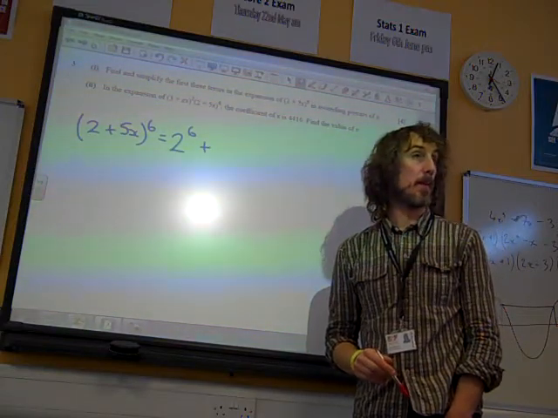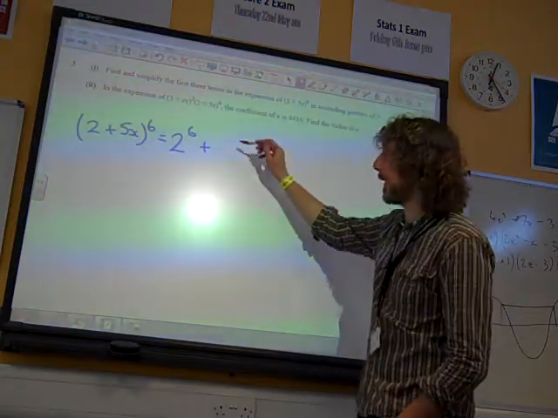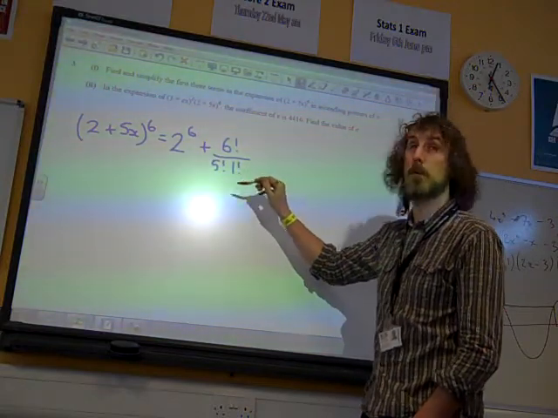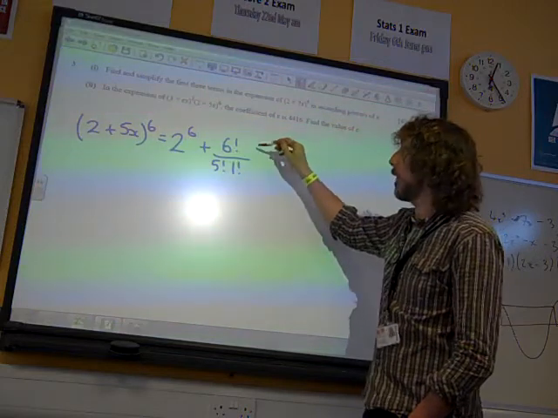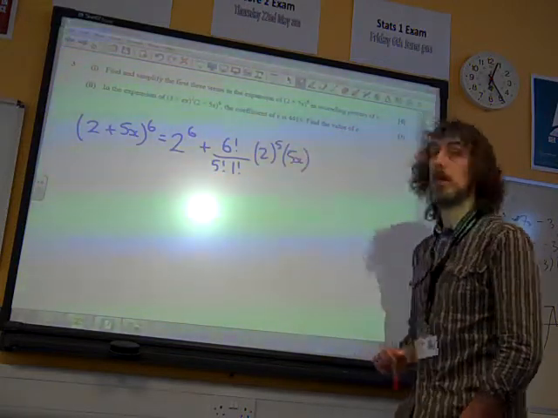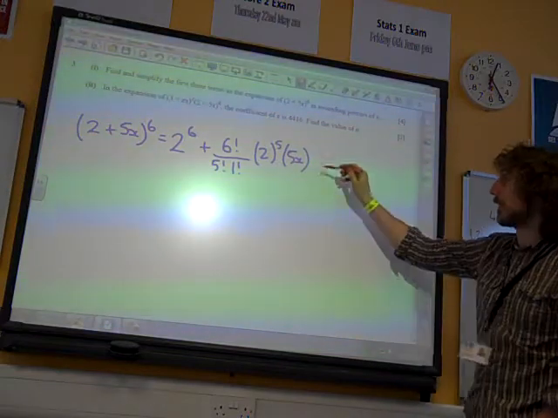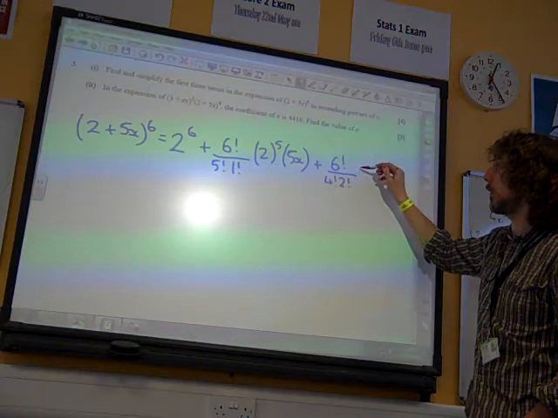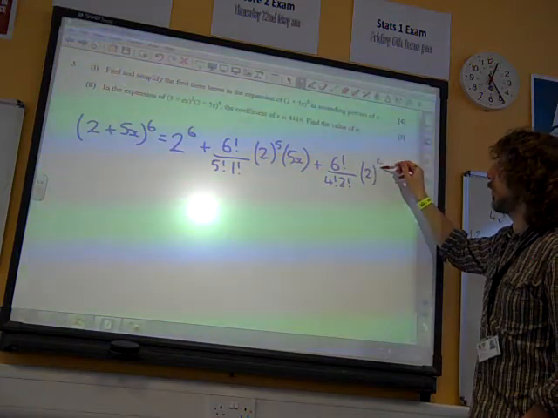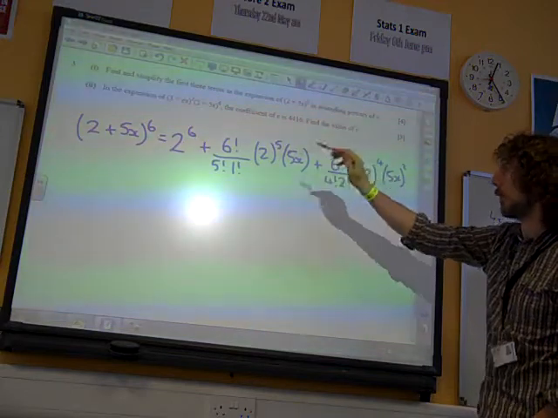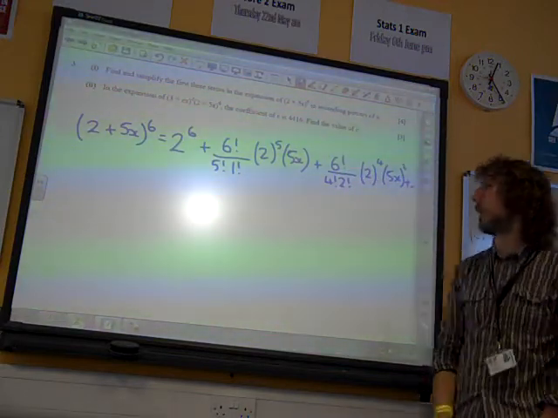Now, if you remember the binomial coefficients, you could write it as 6 factorial over 5 factorial, 1 factorial, or you could just write 6 times 2^5 times 5x. And then our next term is 6 factorial over 4 factorial, 2 factorial, 2^4, (5x)^2. First 3 terms, 1, 2, 3, we've done it. There we are.